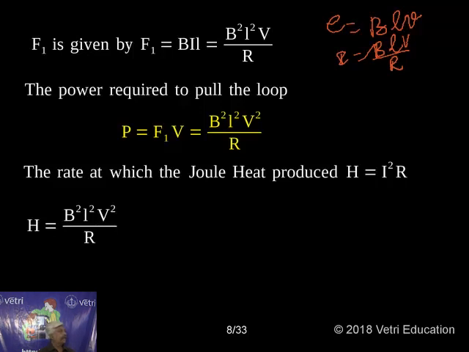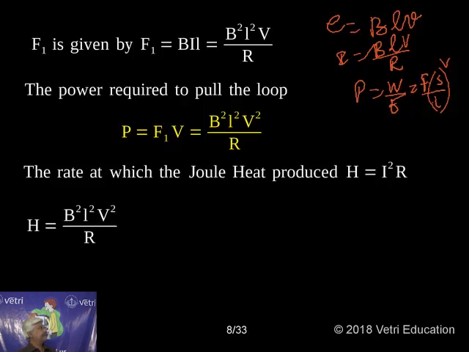Because we have discussed in the previous lessons that power is nothing but the rate of doing work. Work done by time is called power. Work done is nothing but force into displacement, by time. Displacement by time will give velocity. Therefore, power can also be found out by using force into velocity. Therefore, the force we have calculated, that value into V. Therefore, B squared, L squared, V squared by R.